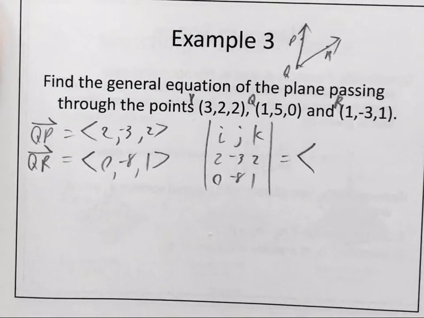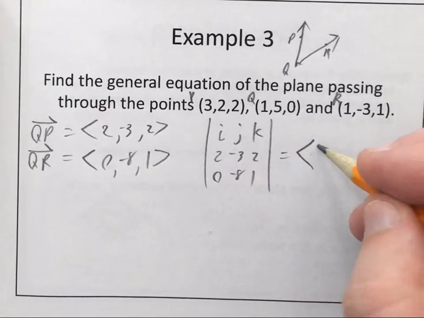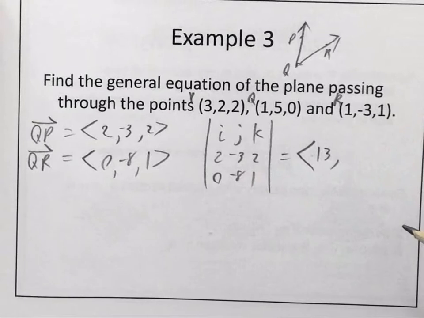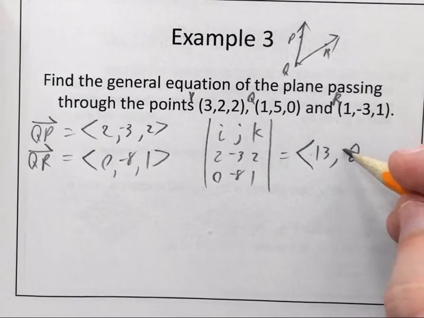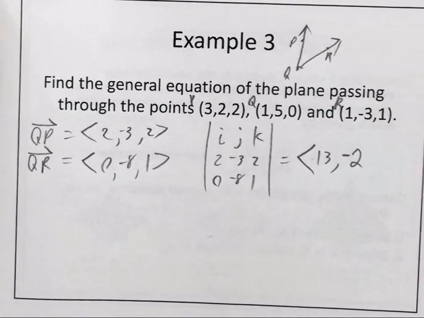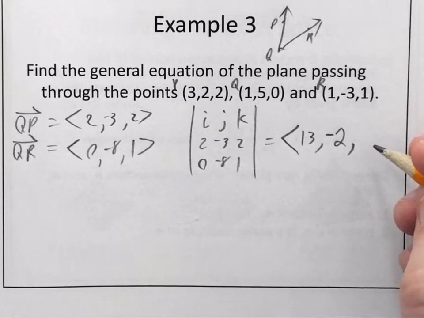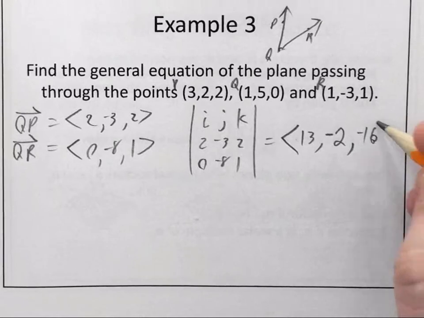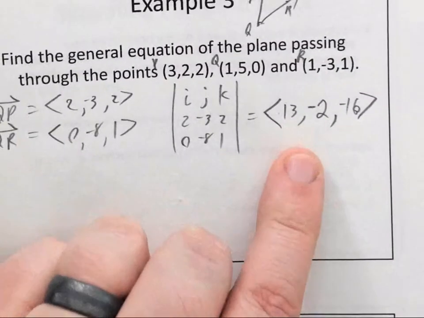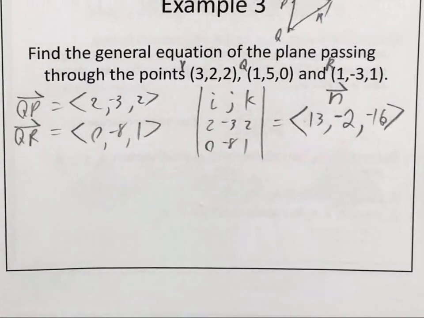Heard somebody say it. 13. -3 minus -16 will be 13. What about for the J? 2, except you have to flip that middle value because it's attached to the J. And then for the K? -16. Minus 0 is still -16. So this vector, this is your normal vector. This is perpendicular to the plane.